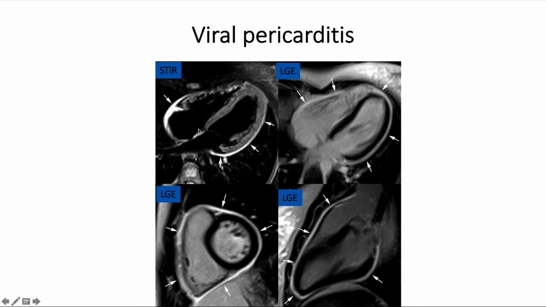So on STIR images, you can find that the entire pericardium is thickened and edematous. You can see a bright signal in the pericardium. When contrast is given and the late gadolinium images are acquired, you can see the diffuse intense enhancement of the pericardium, which is thickened. So this is how a pericarditis will appear on imaging.